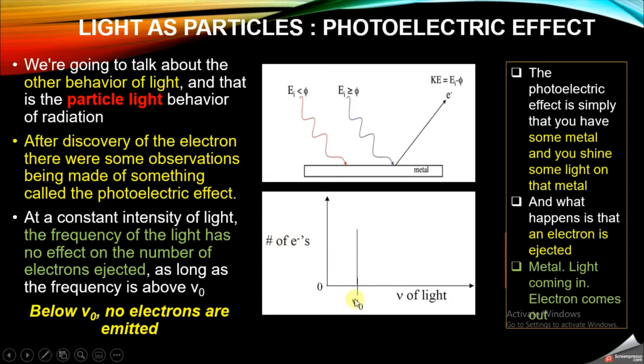So the frequency of light is not going to affect the number of electrons. Increasing the frequency of light will only affect the energy of the electron, not the number of electrons, as we will see in the later slides. We are also going to see now how this experiment proves that light is acting as a particle.